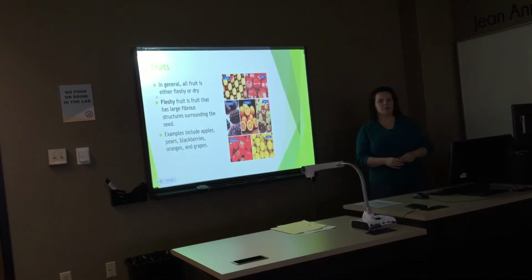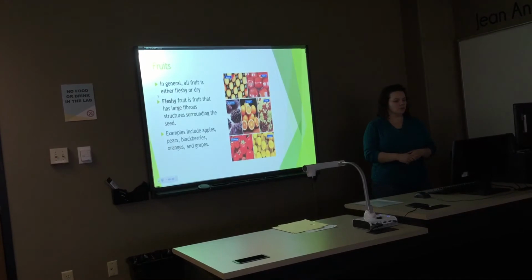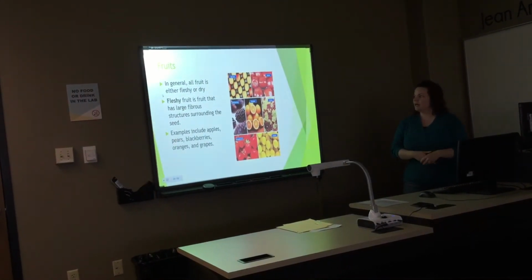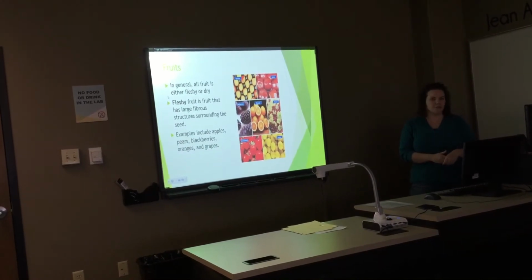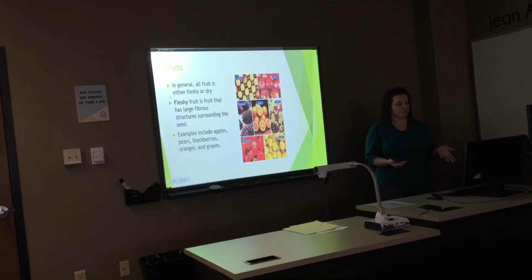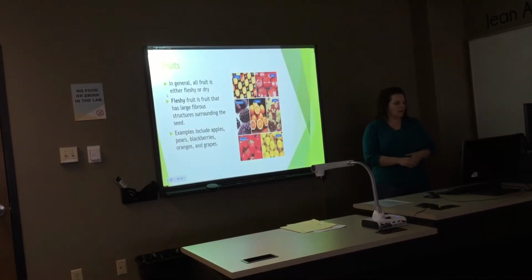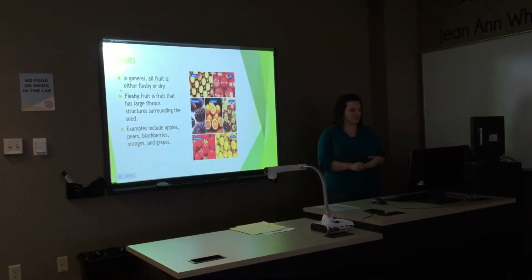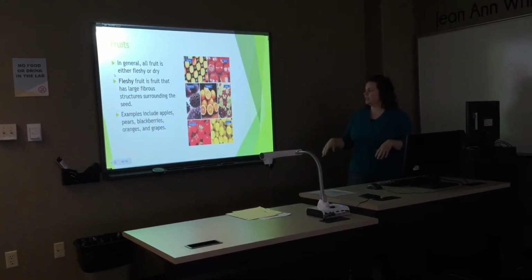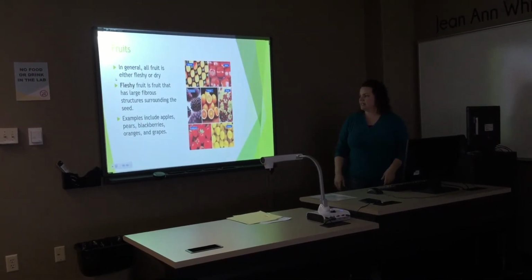All right, so going on with fruits. In general, all fruits are either fleshy or dry. The fleshy fruit is the fruit that has the large fibrous structures surrounding the seed. And some examples you can see are apricots, apples, blackberries, oranges, grapes, strawberries, and lemons.